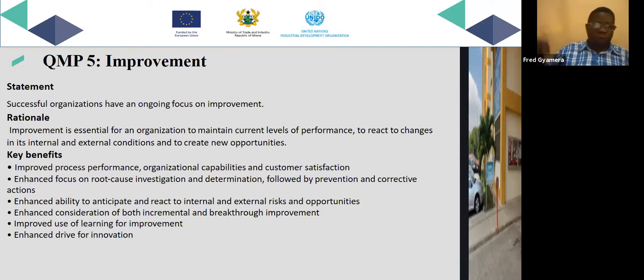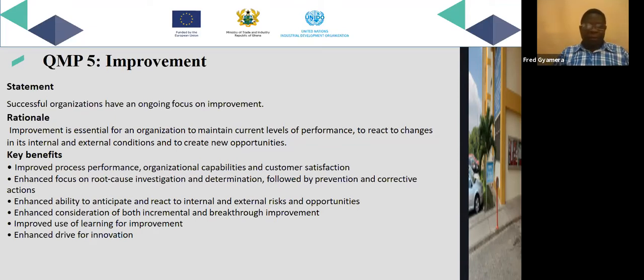Hey, if you fail to do the proper root cause analysis, investigation, and determine the appropriate measures, preventive and corrective actions to take, please, the problem will keep coming. In droves, they will multiply because as you expand the operations, the risk will also multiply. And therefore, you should be able to do proper root cause investigation or analysis so that you can design the best fit corrective measure. Enhance the ability to anticipate and react to internal and external risk. I've said that before.